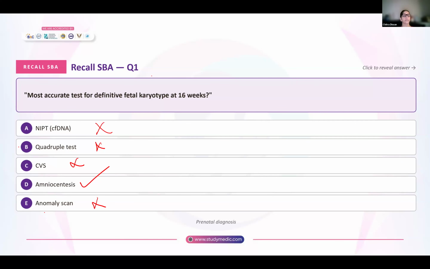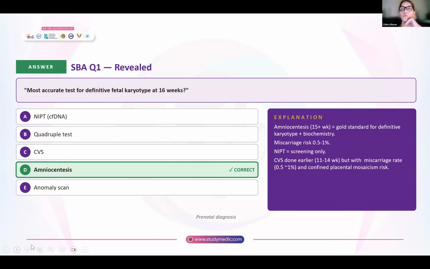Why is my slide not going ahead? Sorry. Okay, so amniocentesis is the correct answer. Okay.